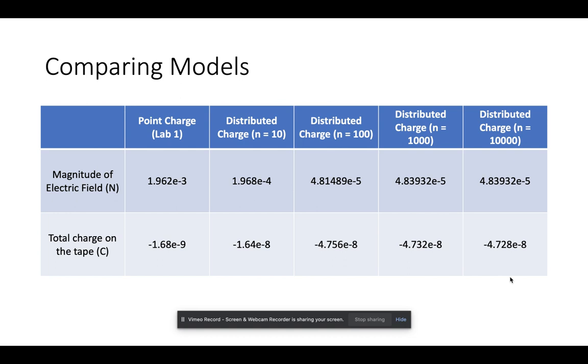You can also see the progression of how these numbers change from right to left as we increase n. And what we're doing really here is increasing accuracy of a real-life model. Really, there could be Avogadro's number of charges here, but 10,000 is the closest that I could do with my computer power, and I calculated 4.839 times 10 to the negative 5 as the magnitude of the electric force in newtons, and negative 4.728 times 10 to the negative 8 as the total charge on the tape in coulombs.